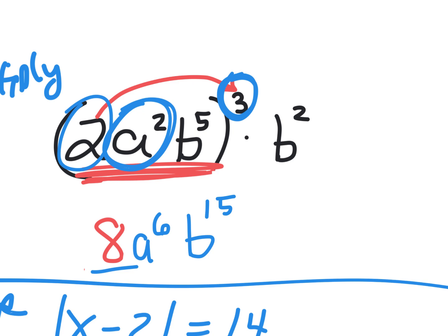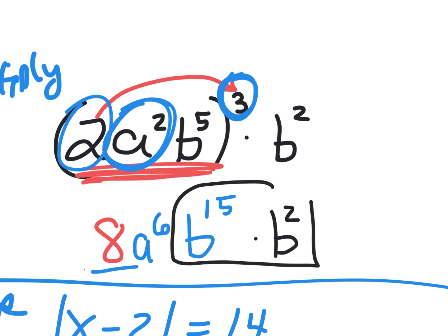But what about the b squared at the end? I said wait for it till later, and then you'll either know what to do or not. And I know what to do. On the other kind, you multiplied them. So on this kind, you add them. So final answer, 8 a to the 6th was right. And now it's b to the, add them, 17th.